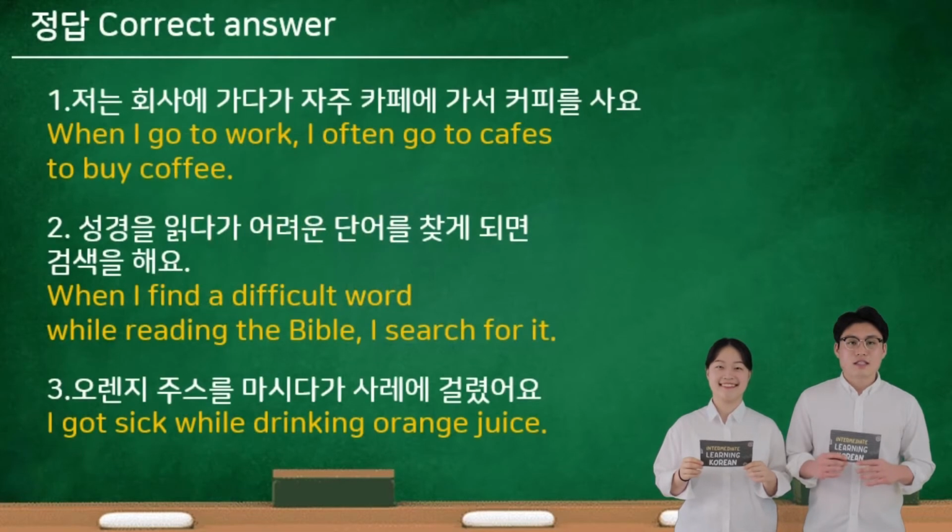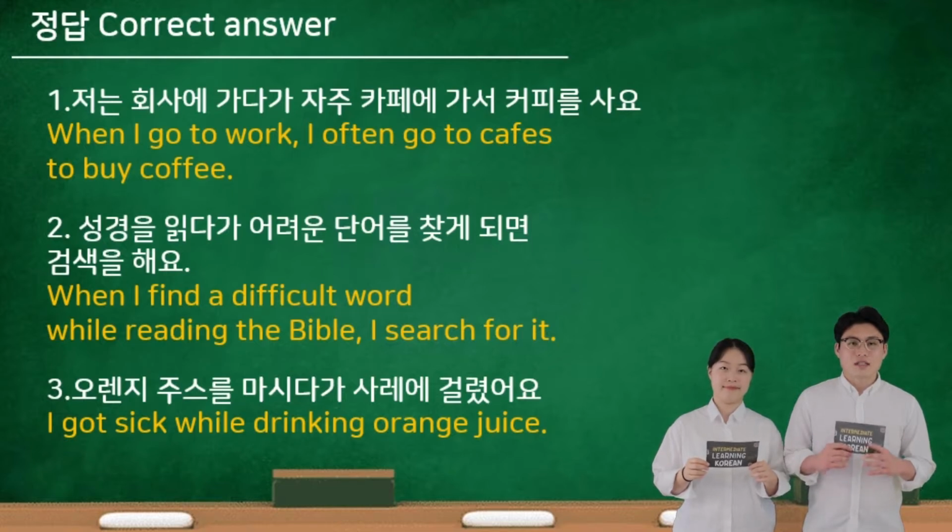Before starting today's class, we will first check the correct answer to the homework given in the last class. This is the correct answer to the homework. First, 저는 회사에 가다가 자주 카페에 가서 커피를 사요. It means when I go to work, I often go to cafes to buy coffee.